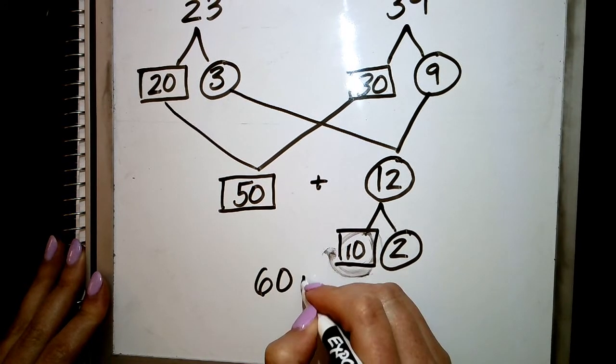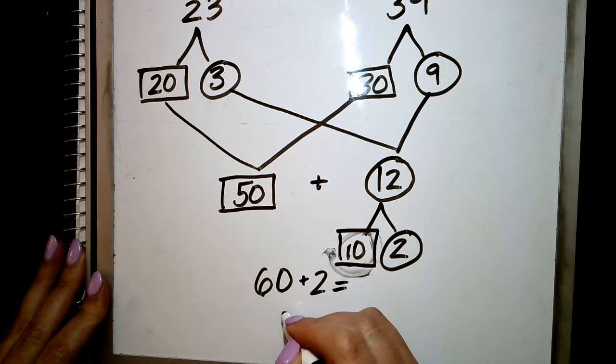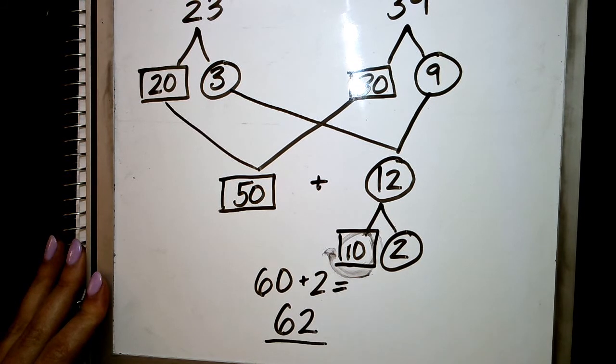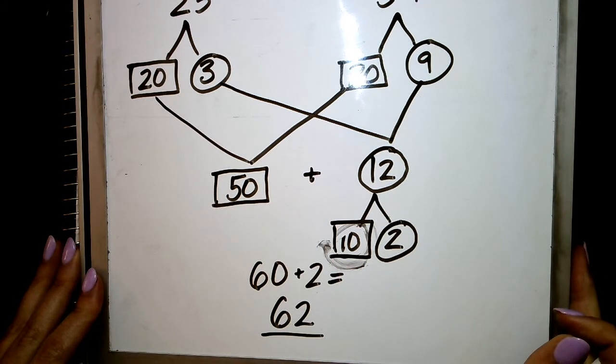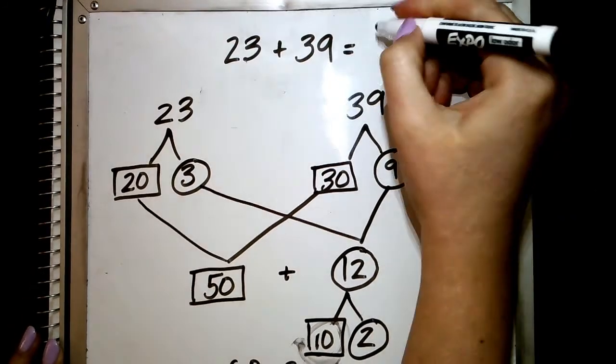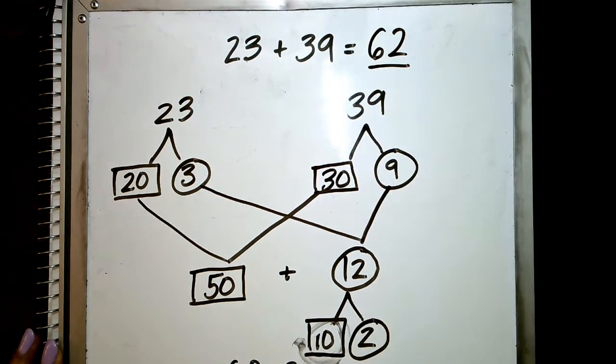Plus 2 equals 62, which is the same answer we got with our number line strategy. So we know that that is correct. We know that we must have done it right.